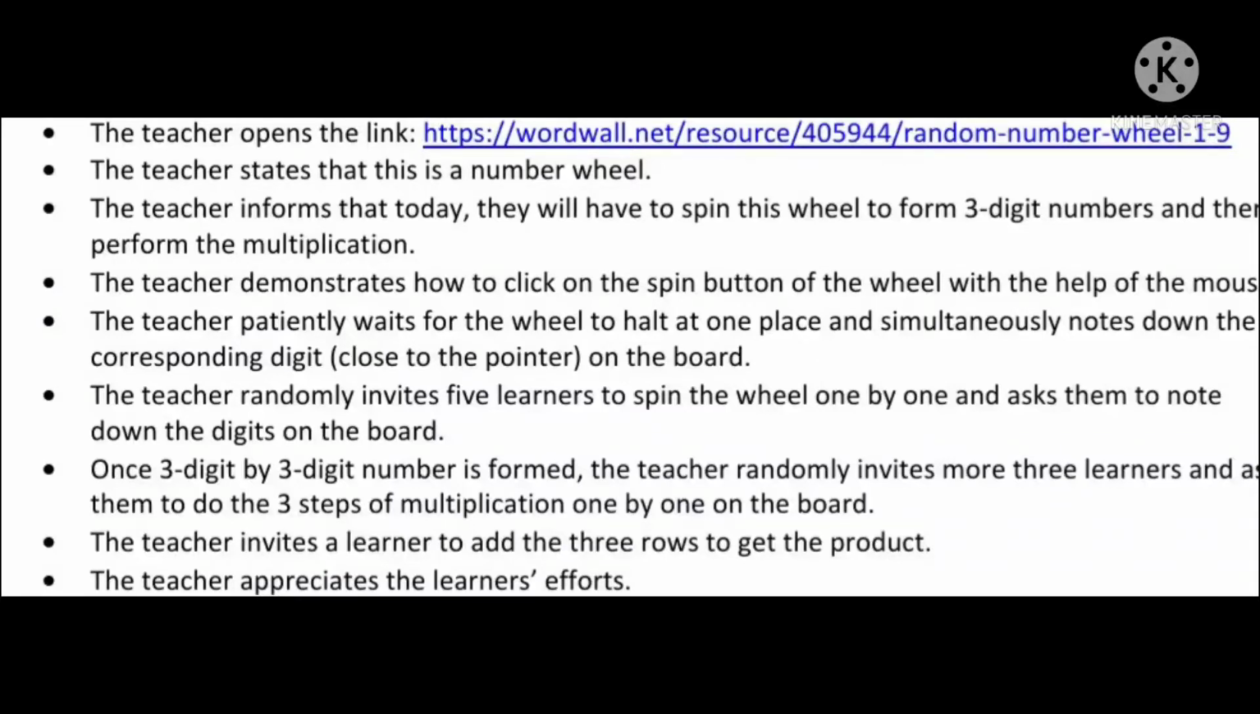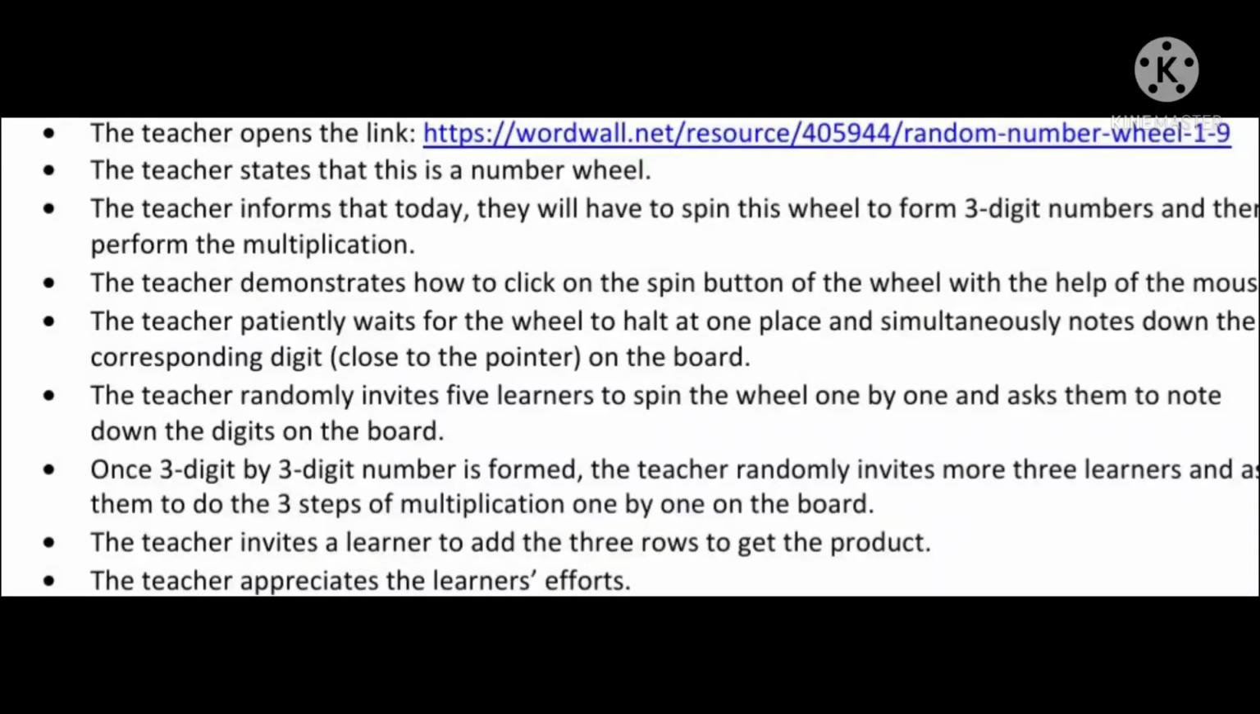The teacher demonstrates how to click on the spin button of the wheel with the help of the mouse. Then the teacher patiently waits for the wheel to halt at one place and then notes down the corresponding digit that is close to the pointer on the board. Then the teacher randomly invites 3 learners to spin the wheel one by one and asks them to note down the digits on the board.